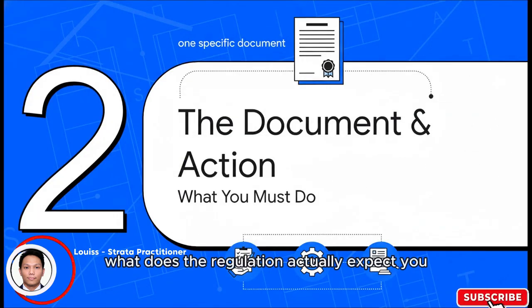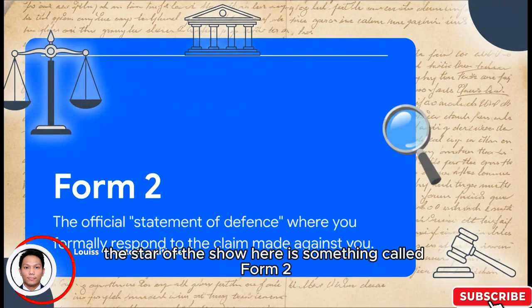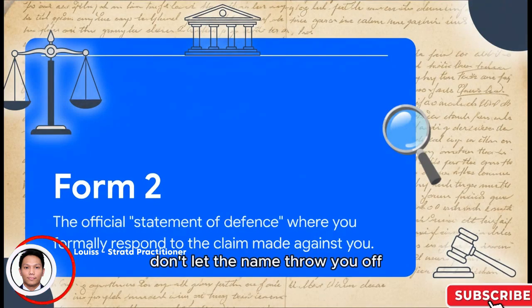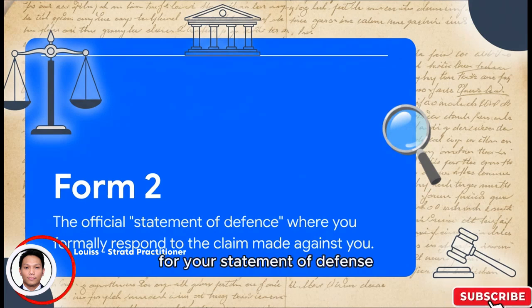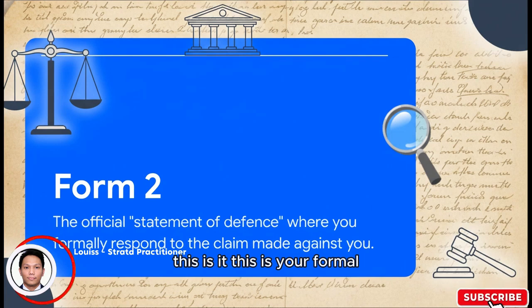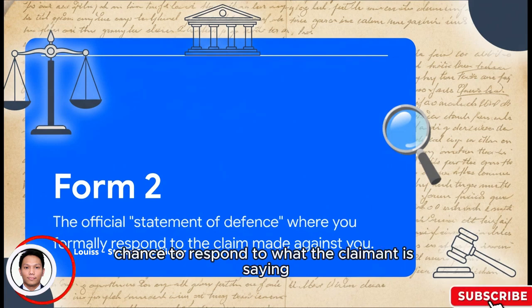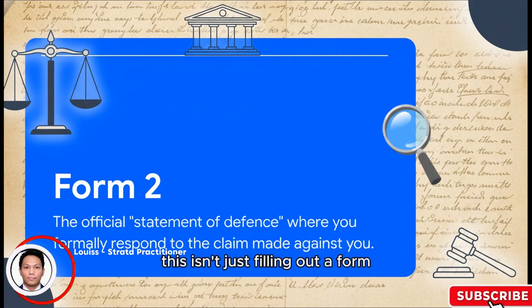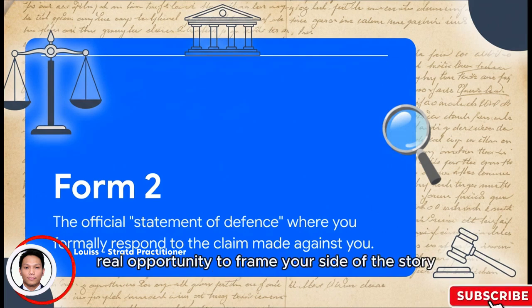What does the regulation actually expect you, the respondent, to do? It all comes down to one specific document and 3 very clear actions. The star of the show here is something called Form 2. Don't let the name throw you off. It's just the official name for your statement of defense. This is it. This is your formal, official chance to respond to what the claimant is saying. This isn't just filling out a form. It's your first real opportunity to frame your side of the story.